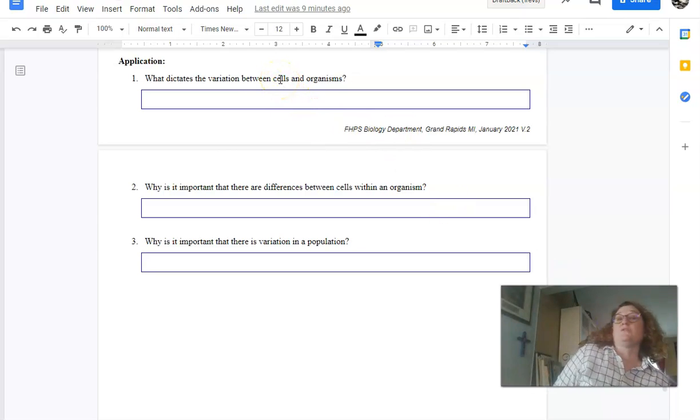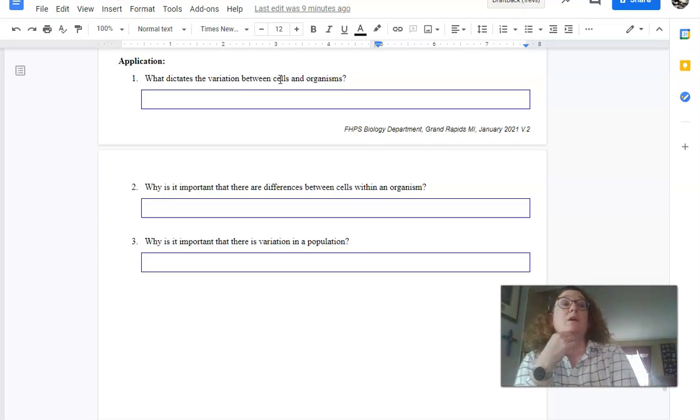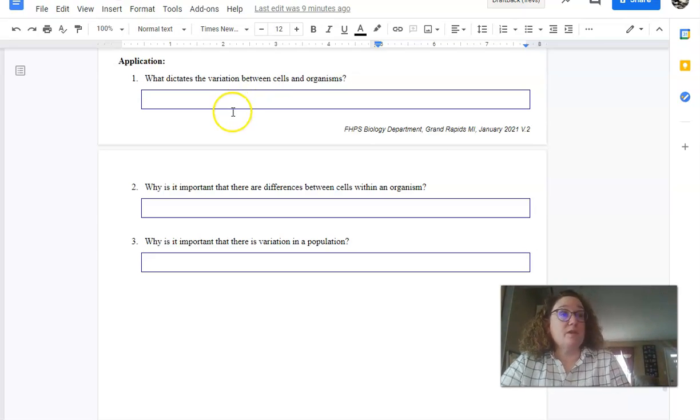For this first one, as you're thinking about this, think about what we know or what you know of that actually helps to control the way that organisms function and the way that they work. Okay, so thinking about those things within those organisms. So hopefully that helps.